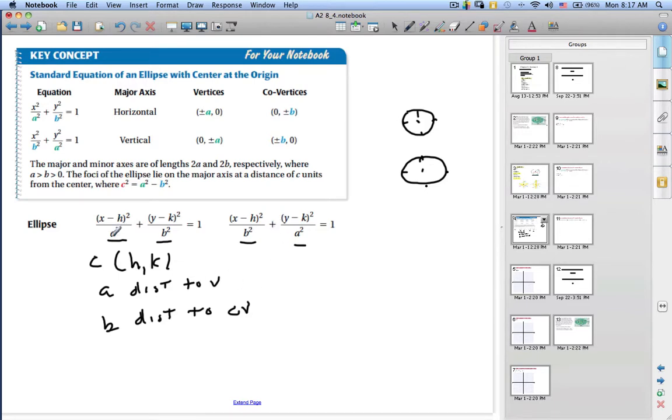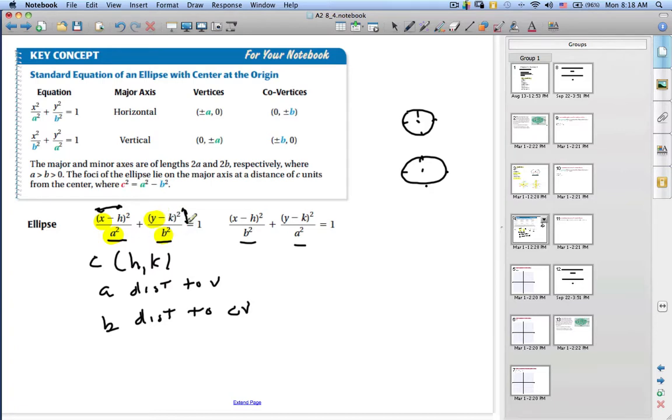But the key thing is, I don't necessarily have to know which one is a and which one is b, though a is always the bigger of the two. I know that I'm going to take a and graph it in the x direction. That's going to be right and left. And I'm going to take b and graph it in the y direction. That's going to be up and down. So what's important for you to remember is that the denominator is going to be graphed in the direction of the variable above it.